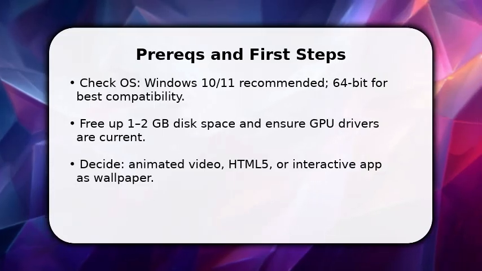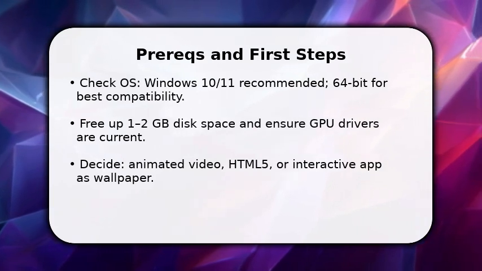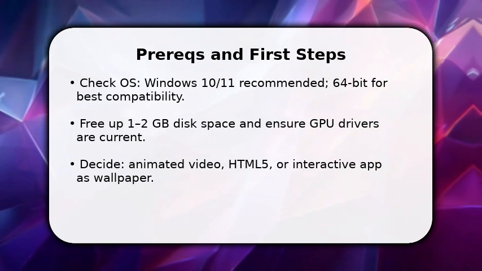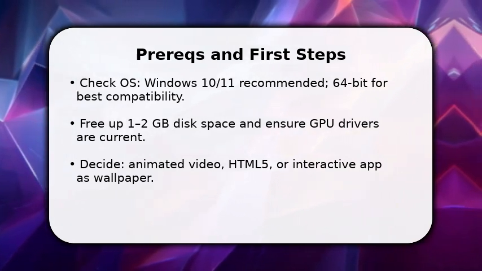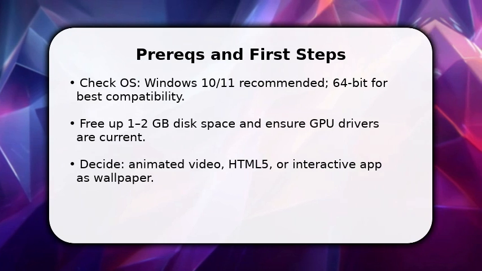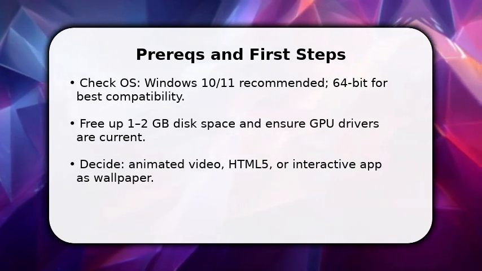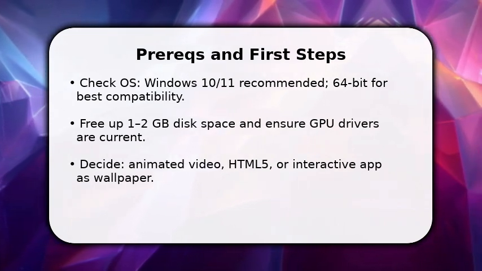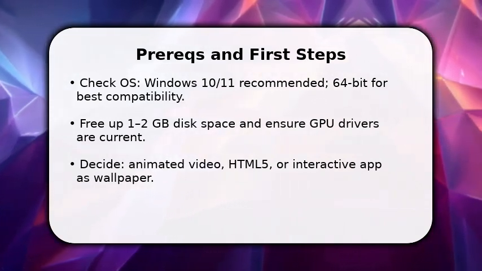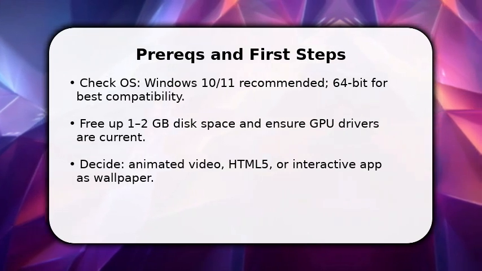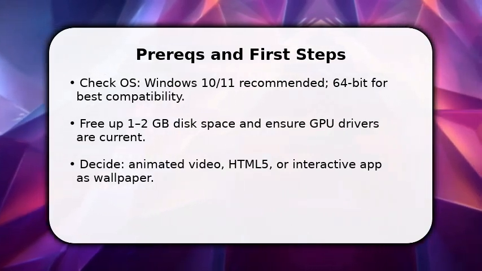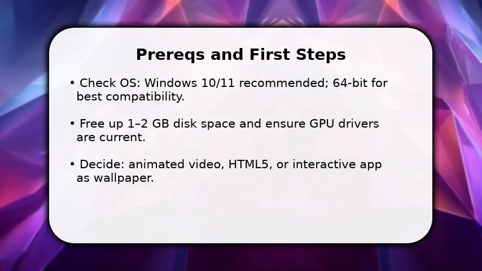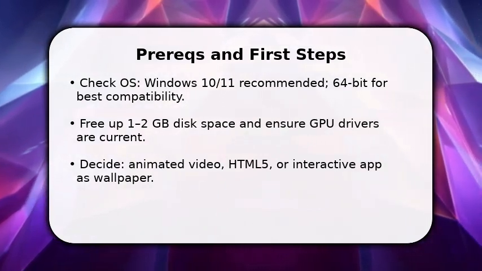You start by confirming the essentials: a Windows 10 or 11 PC with updated GPU drivers and 2 GB free space. Once done, choose the wallpaper type: MP4 for videos, HTML5 for interactive scenes, or a dedicated app for system-integrated animations. Next, install a wallpaper manager such as Wallpaper Engine or Lively. These programs handle formats and performance settings, so you won't manually configure system files.